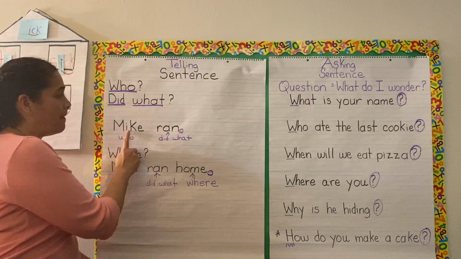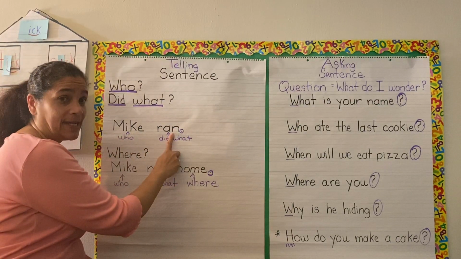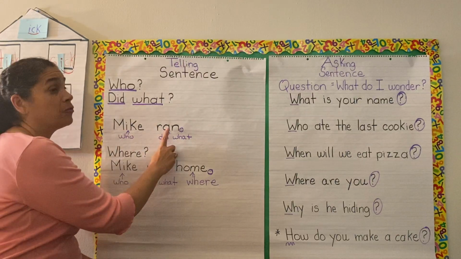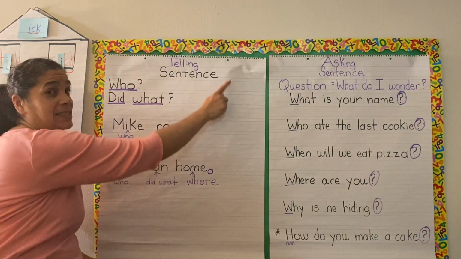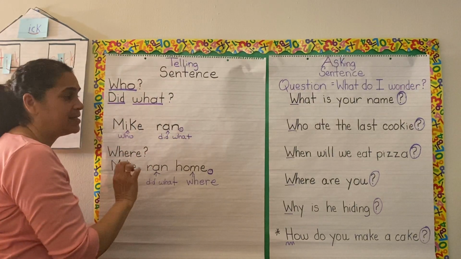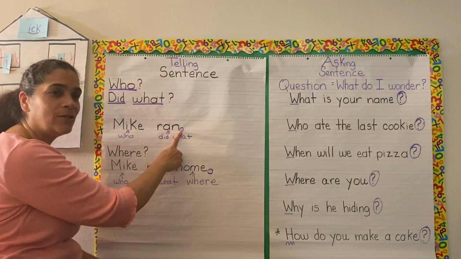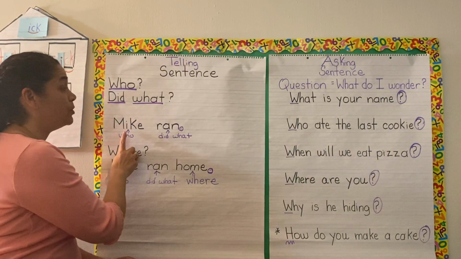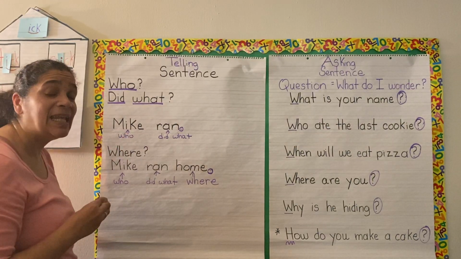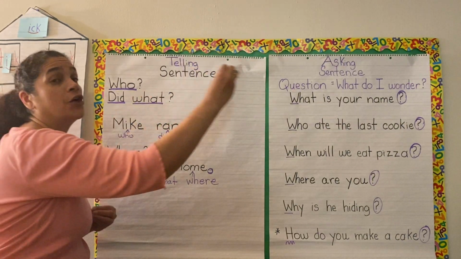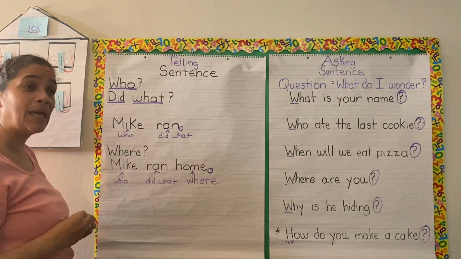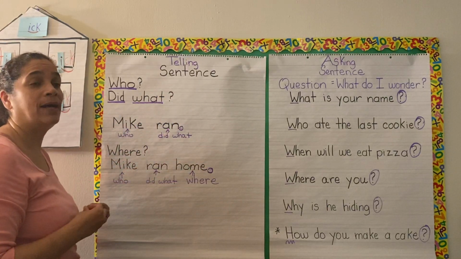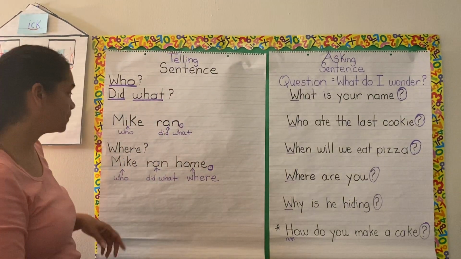Mike, in our example, Mike ran. Who ran? Mike. What did Mike do? Ran. In our telling sentences, we end the sentence with a period. I hear you shouting, a period, Miss Joanna, period. Yes, yes. But now you know what a telling sentence does for the reader. You are telling them information. You are telling them an action about someone or something.